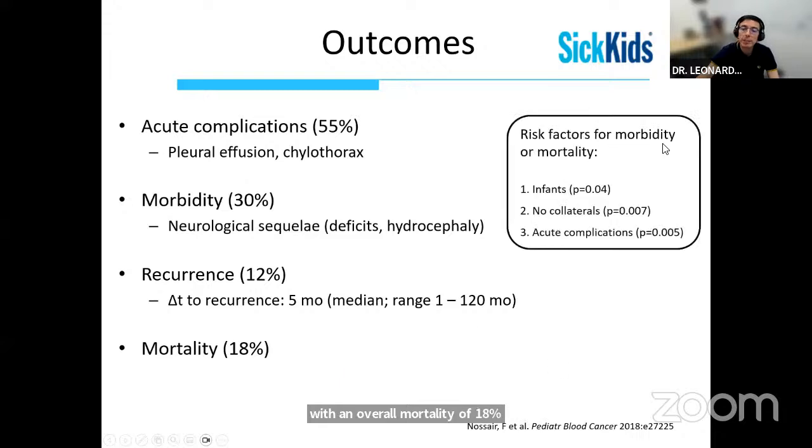Risk factors for increased morbidity or mortality include the age of the patient, infancy, absence of collaterals identified clinically or radiologically, and the presence of acute complications that are also identified in this slide.